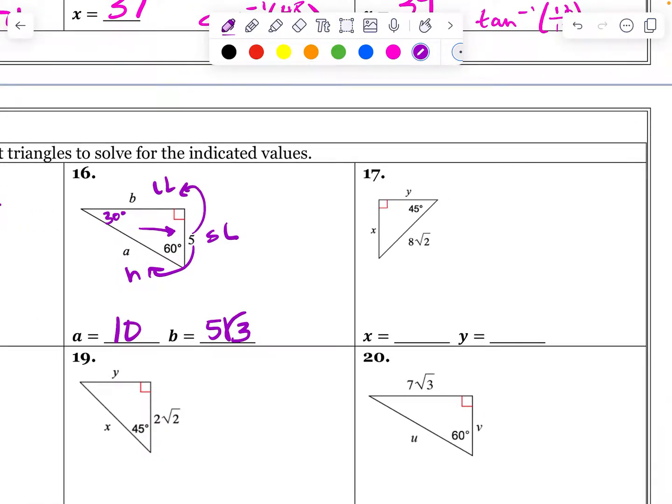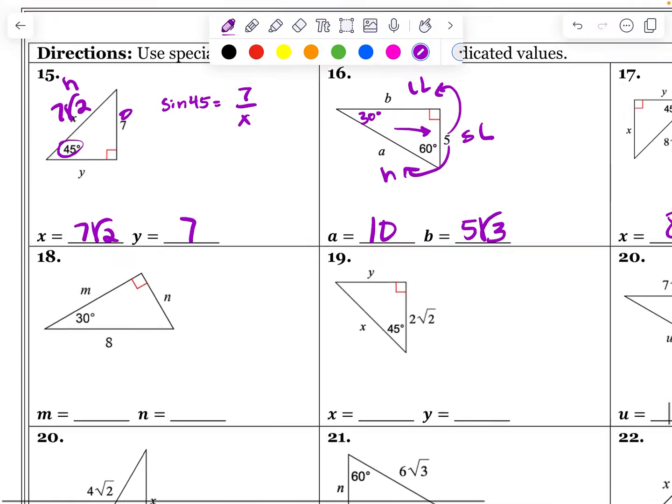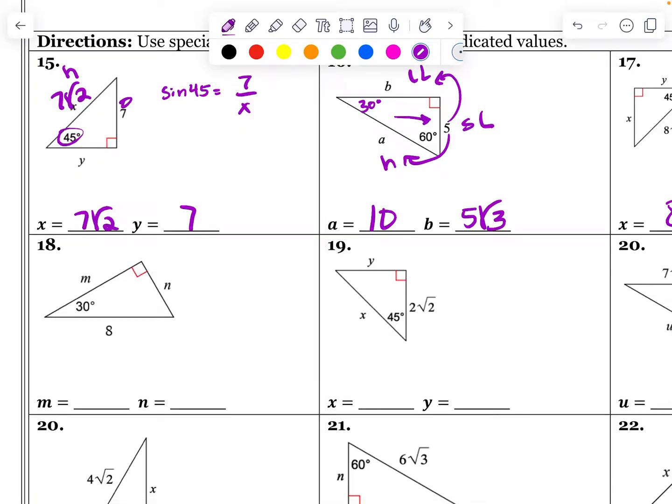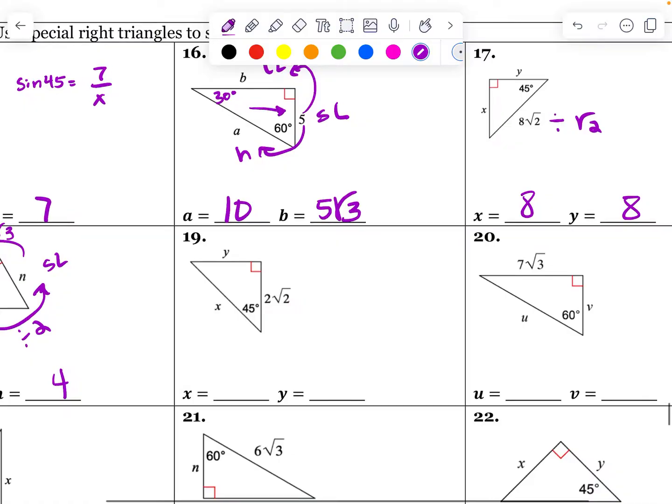Okay, divide by root 2 because this is a 45, 45, so we've just got 8 and 8 here. Divide by root 2. Okay, 30, 60, so I have a hypotenuse, I need my short leg, so I'm going to divide by 2. N is 4, and then my long leg is times root 3, so 4 root 3. Okay, I know y is going to be the same as my leg, so 2 root 2, and then times root 2 is going to be 4.